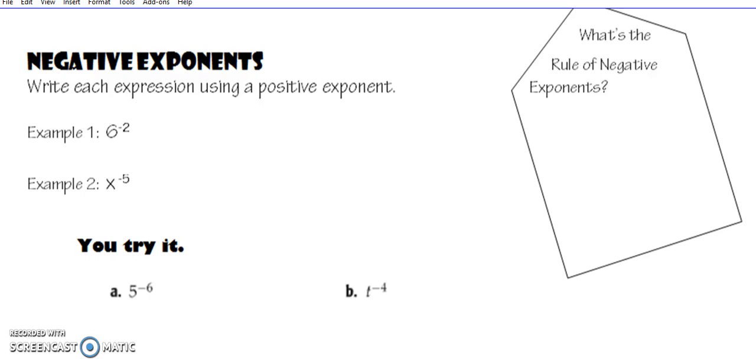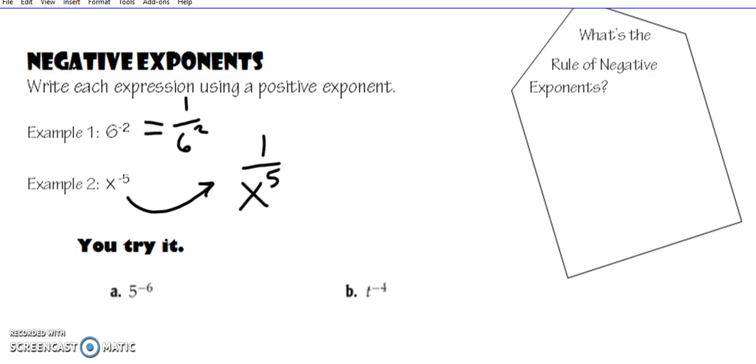Okay, so let's go ahead and look at example number 1. We've got 6 to the negative 2 power, and again, that means we put it into the form of a fraction, so it's going to be 1 over 6 squared. Okay, notice that it just went downstairs, and now we took off the negative sign there. Then we've got x to the negative 5 power, right over here, and then it's going to be 1 over x to the 5th power. Again, this now goes downstairs, but we make that a positive exponent there.